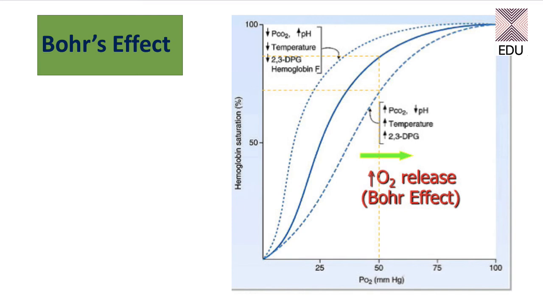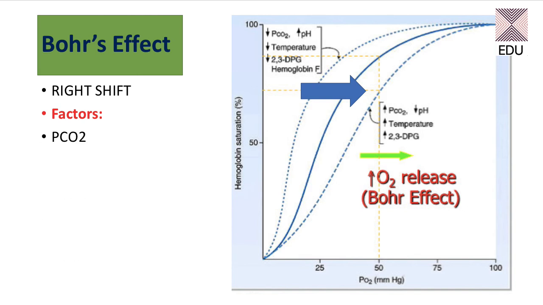Now, if you see this particular curve, what we have taken up here is the right shift of the curve. If you see the green arrow, this is showing the right shift of the curve. The shifting of the curve depends upon some factors. Now, what are the factors which affect the curve and which tend to move the curve towards the right?